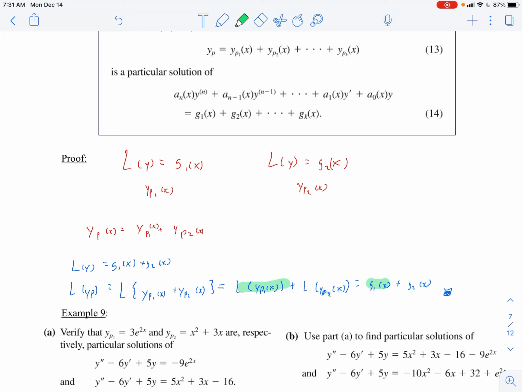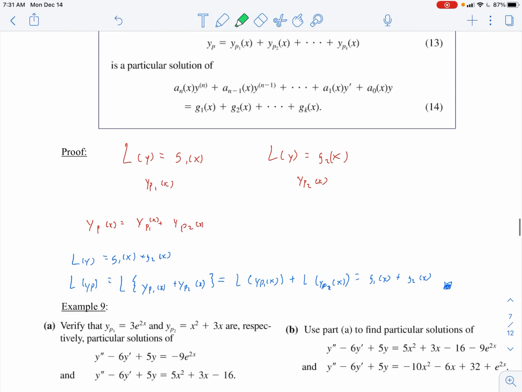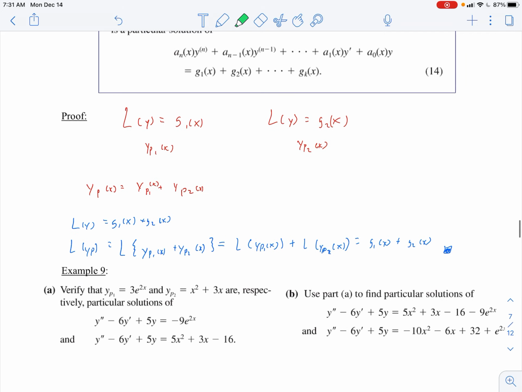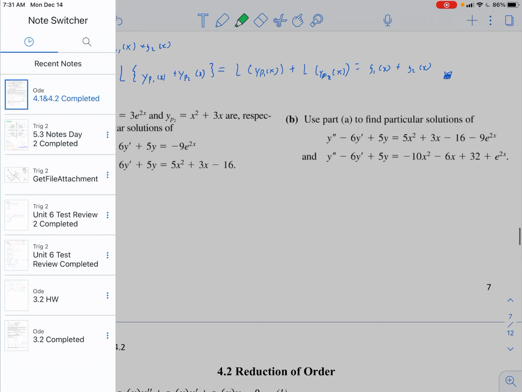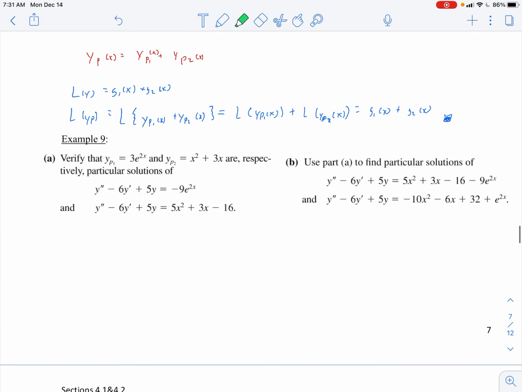The proof would be easier if we actually saw some functions in there, but we didn't have enough room right here to write out a proof like I did at the beginning for the superposition principle with the homogeneous equations. All right, so let's look at example 9.